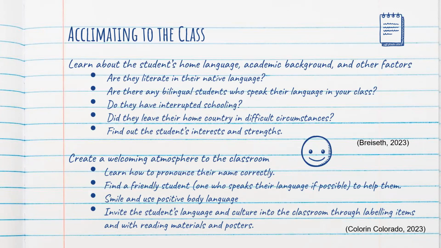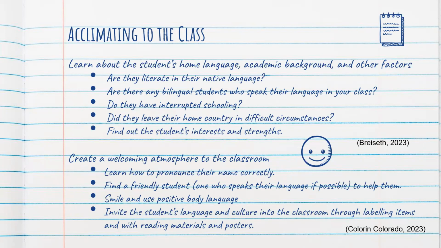So next, when you get a new student, the first thing that you will really want to do is acclimate the new student to your class. So do what you can to learn about the student's home language, their academic background, and other factors. These things will affect how they function and the accommodations and modifications that you will need to make in your classroom. So one big thing is, are they literate in their native language?